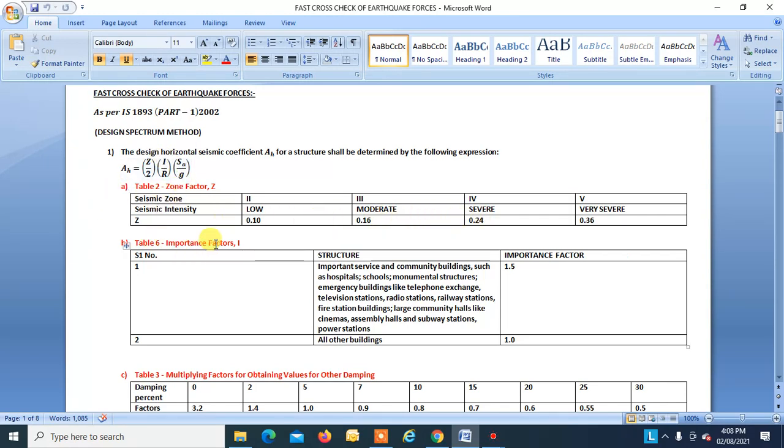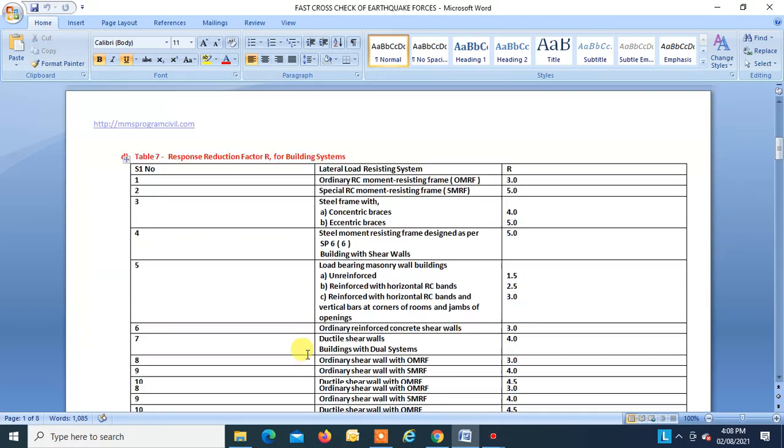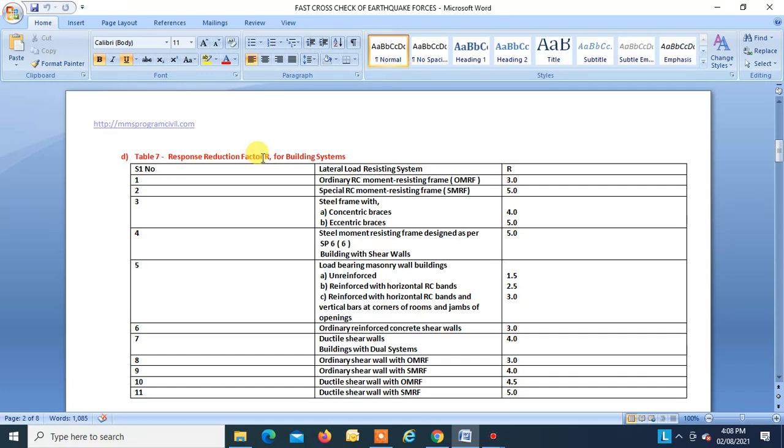I is the importance factor. You can see Table 6 of IS 1893 Part 1 2002. Depending upon the importance of the building, you have to take the importance factor. R is the response reduction factor. You can see Table 7. For different types of building systems, you can get the values of R from this table.